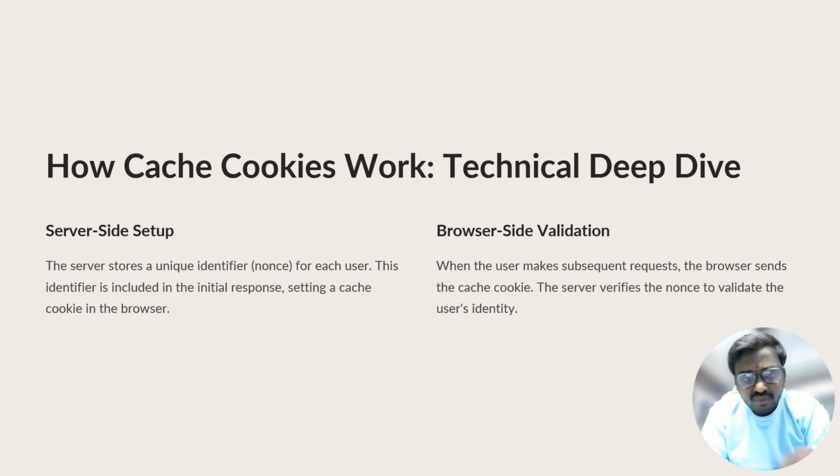How do catchy cookies work? A technical deep dive. Server-side setup and browser-side validation. In the server-side setup, the server stores a unique identifier, a nonce, for each user. This identifier is included in the initial response, setting a catchy cookie in the browser. Browser-side validation: when the user makes a subsequent request, the browser sends the catchy cookie. The server verifies the nonce to validate the user's identity.